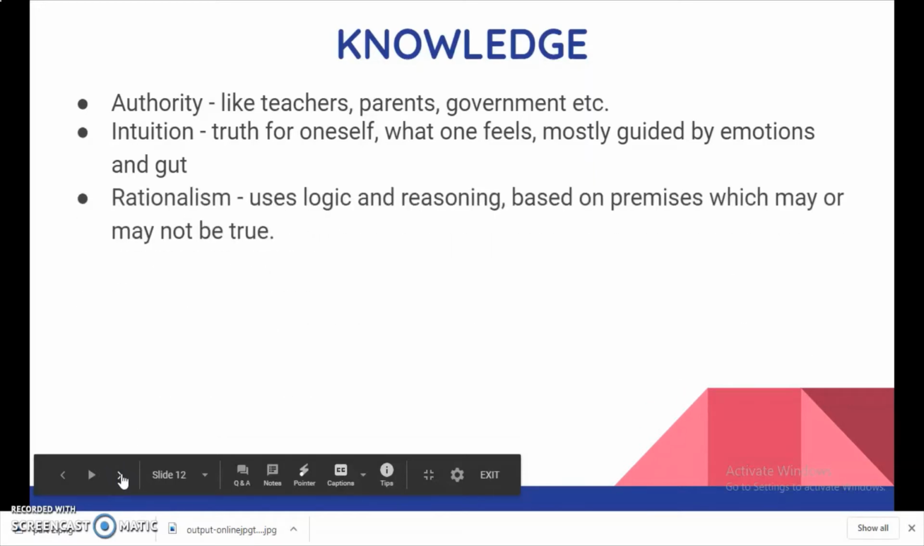In rationalism, we use logic and reasoning. And see, there is a scientific method. In the scientific method also, when we want to reach some conclusions, we use logic, reasoning, and things like that. But here there's a difference. Rationalism uses logic and reasoning, but that is based on some premises which may or may not be true. That's the problem here. We have acquired some premises, it may be through an authority or from intuition or some other ways.